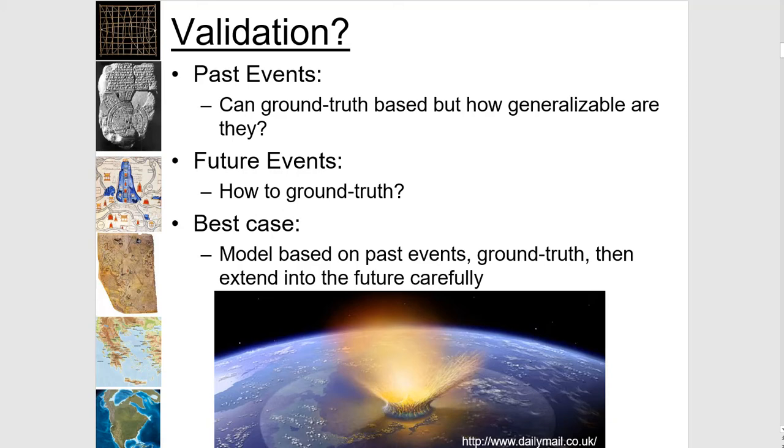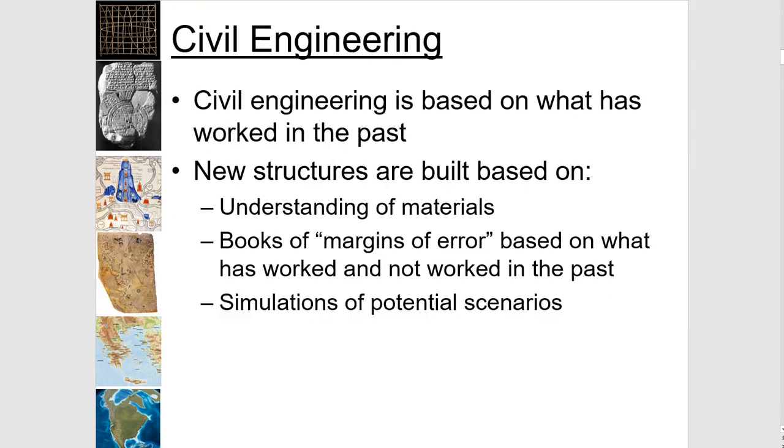If you're predicting in the future, climate change being the classic case, how do we ground truth that? Well, they ground truth it by going to the past, but nothing like what is currently happening now with the Earth, with carbon emissions, has ever happened in the past. So they try to find things that are similar and look at what happened, but we really don't have ground truthing for it. The best case: model what's happened on past events, ground truth it off of that, or test your models, and then extend it into the future, but be careful on the conclusions that you draw from it.